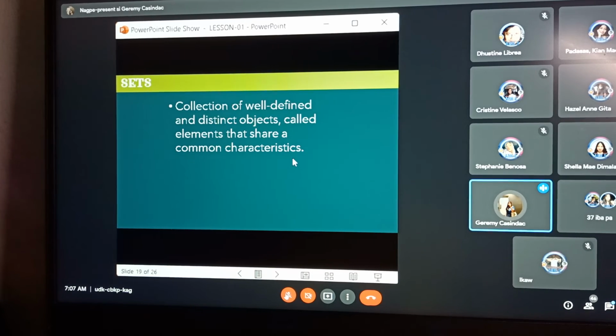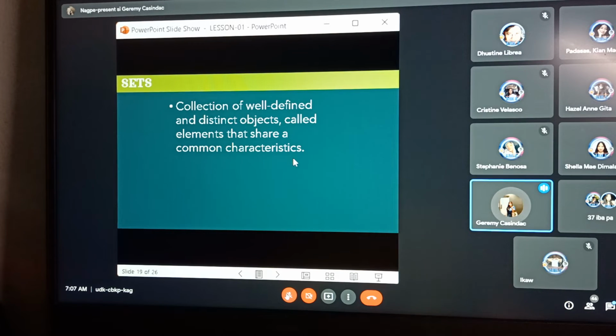So gaya nga sa previous example natin, like sa different artists natin, under the male artist and the female artist, they have a connection, right? So therefore, it is still under the sets. So sets is pwedeng person, things, events, objects, and etc. Okay, hindi lang yan numbers. Okay? Next.